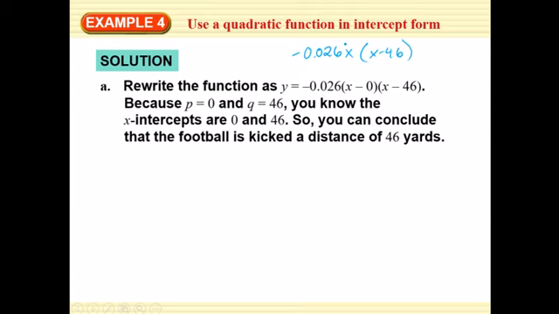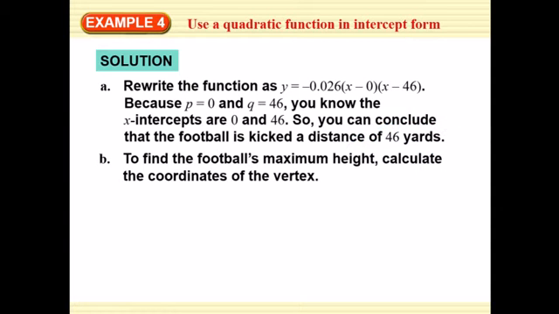If I separate it, like undistribute here, I can actually write it in intercept form, all right, by adding or subtracting a 0 there. So because p equals 0 and q equals 46, those are my x-intercepts. So purely from that, that's where it's starting and where it's ending when it leaves the ground and when it hits the ground. So the total distance there is 46 yards.